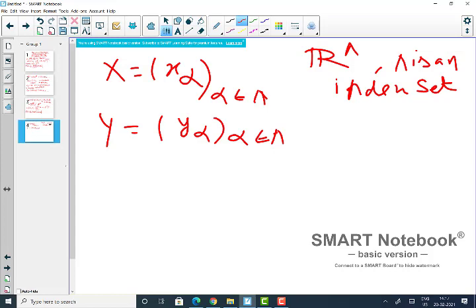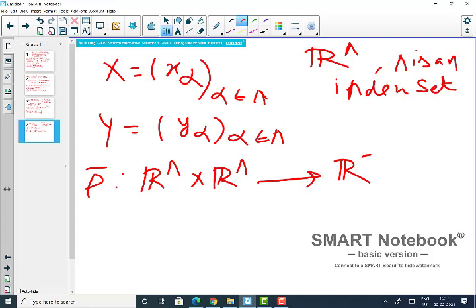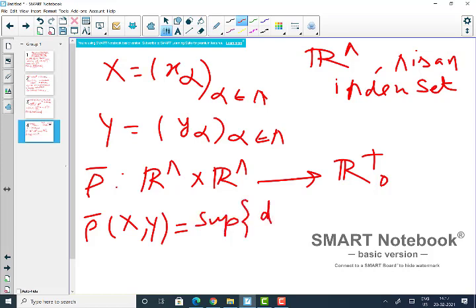So now let me define it in general for R^λ, where λ is an index set. It can be the natural numbers, or any arbitrary index set, even uncountable, okay? And then let me define my new metric, a function from R^λ × R^λ to R plus 0. You choose two elements of R^λ, which are sequences, and then you take the Euclidean metric on x_α, y_α, and then take the standard bounded metric.